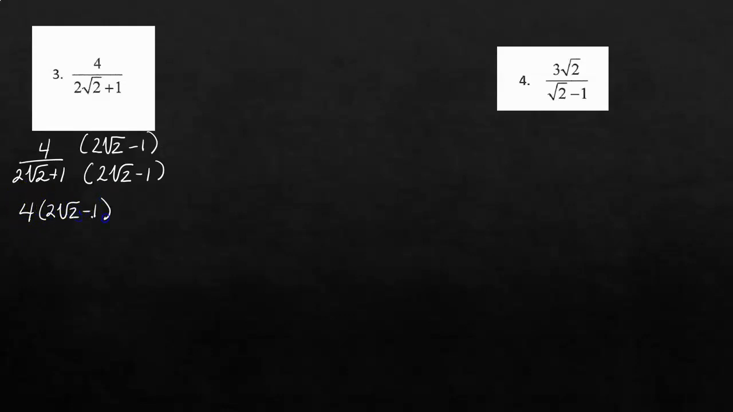Number 3 is 4 over 2 root 2 plus 1. Now we're going to use the conjugate. Multiply both the numerator and the denominator by the conjugate. We're just going to flip the signs. So here we have 4 times 2 root 2 minus 1. We're going to FOIL on the bottom.